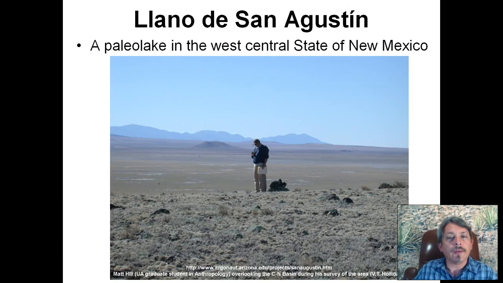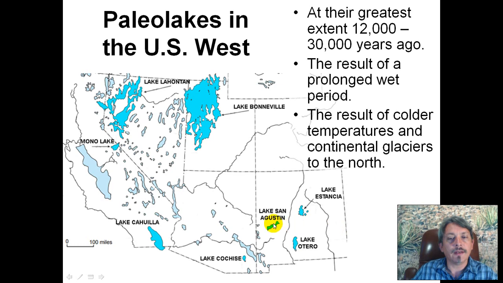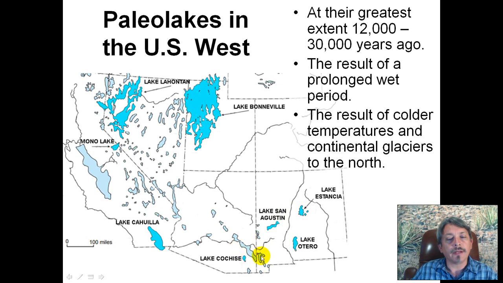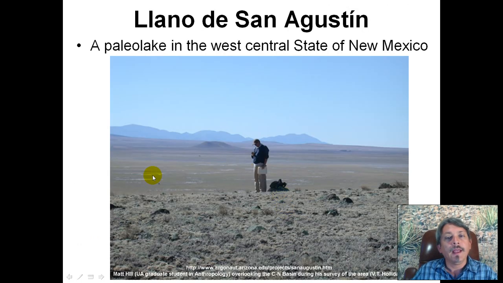So now let's go to this one right here, in particular, Lake San Agustin in western central New Mexico. Also notice the boot heel here. There were a lot of lakes there as well. I forgot to point those out. Here you see a graduate student doing studies on ancient Folsom and archaic man present in this basin. The evidence of a large former lake bed. You can see the alkali flat amongst the prairie grass out there. So this paleolake existed in west central state of New Mexico. It is now today called the Llano de San Agustin, or the Plains of San Agustin.